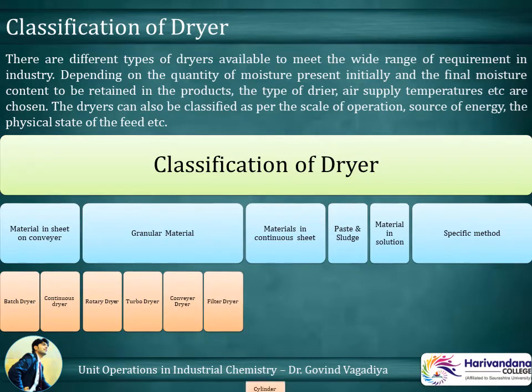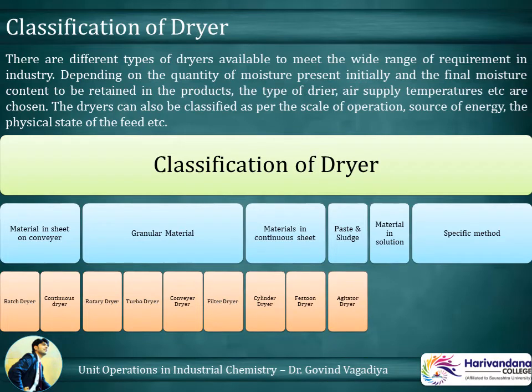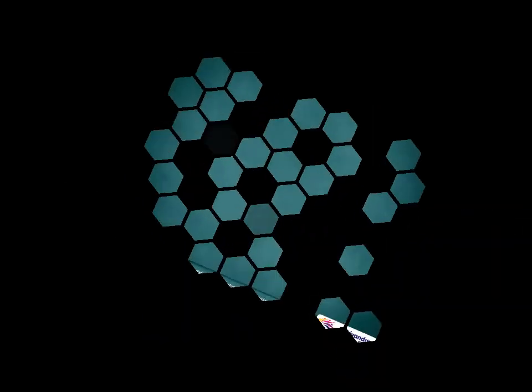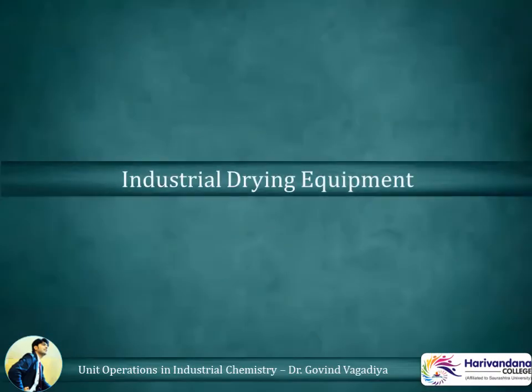Various examples of dryers are batch dryer, continuous dryer, rotary dryer, turbo dryer, conveyor dryer, filter dryer, cylinder dryer, festoon dryer, agitator dryer, drum dryer, infrared radiation dryer, dielectric heating dryer, lyophilization. Industrial drying equipment.